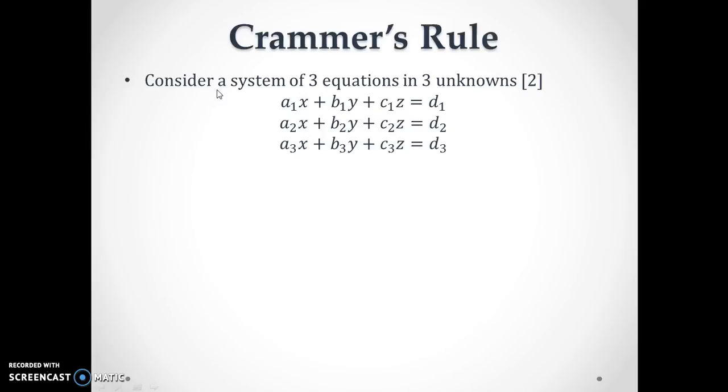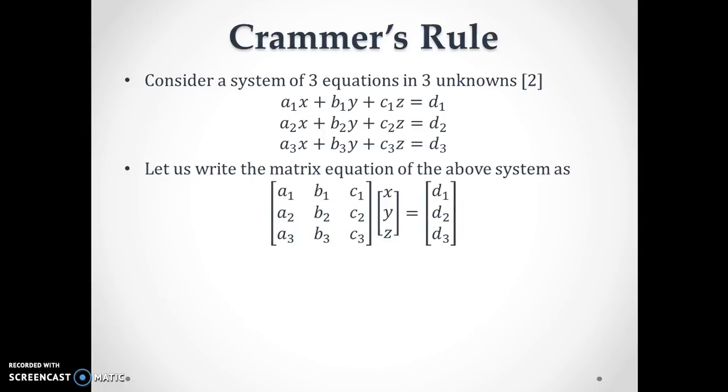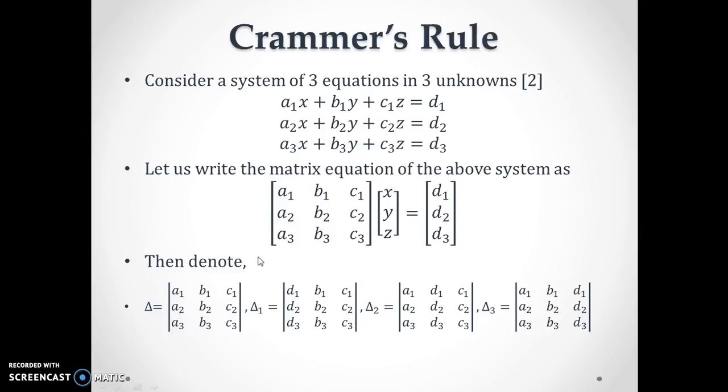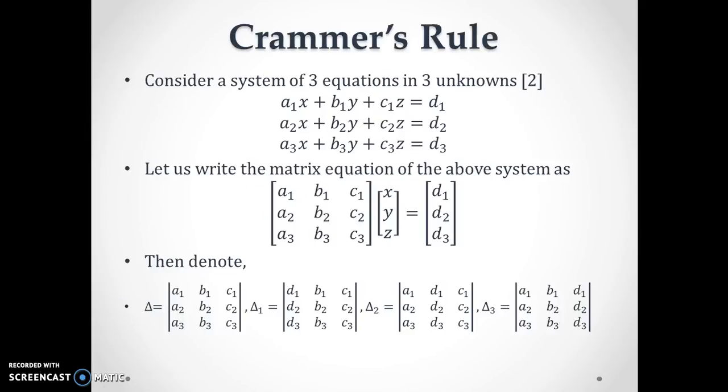For simplicity, let us consider a system of three equations in three unknowns given by these equations. Now let us rewrite this system as a matrix equation in this way. Here this is the coefficient matrix, this is the solution matrix, and this is the constant matrix. What we do next is, delta denotes the determinant, and this delta is nothing but the determinant of this matrix A.